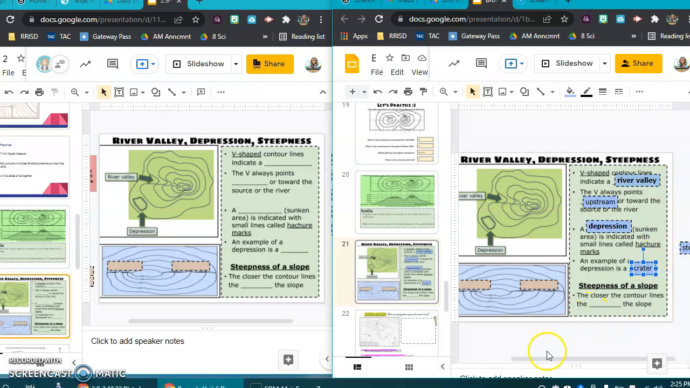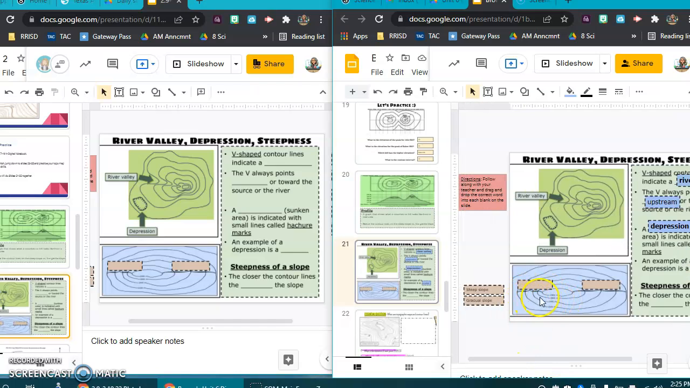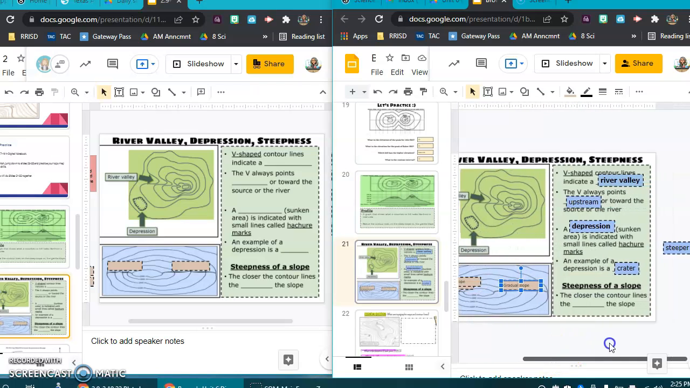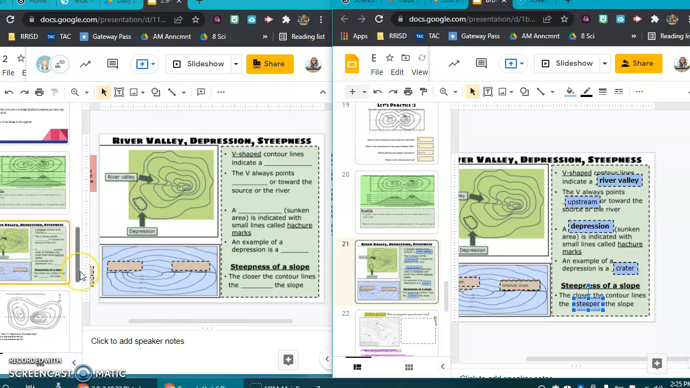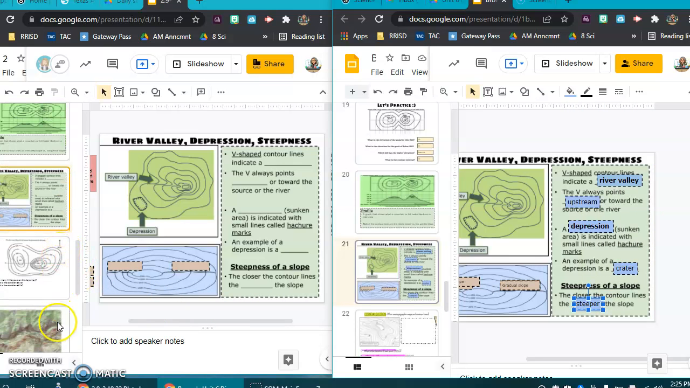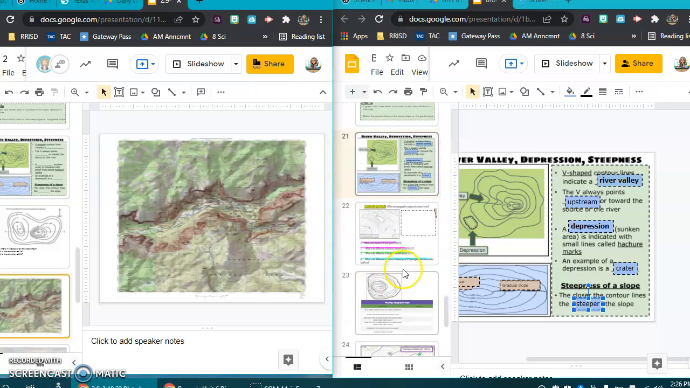Okay. Now we talk about how steep or how sloped a hill is. The closer the lines are together, the steeper the slope. So we're going to drag that word here. We're going to drag the gentler here. Okay, the farther apart they are, the easier and smoother it is. So our last word goes right there. All right. So just to give you a little example, that's all we did today. You can do slides 22 and 23 on your own in your notebook.